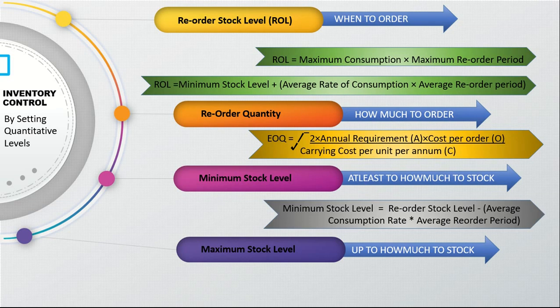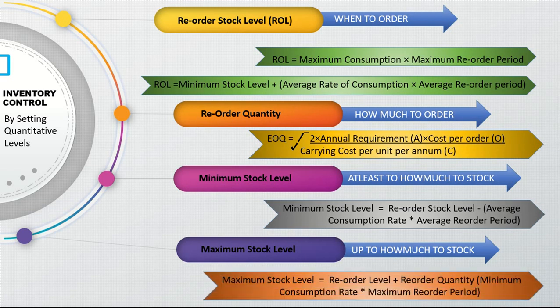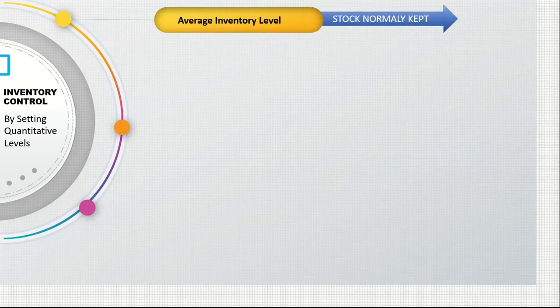Maximum stock level is the highest level of quantity for any material which can be held in stock at any time. Any quantity beyond this level causes extra expenditure due to engagement of fund, cost of storage, obsolescence, etc. It can be calculated as below. Maximum stock level equals reorder level plus reorder quantity, minus minimum consumption rate multiplied by minimum reorder period. Here, reorder quantity may be EOQ.